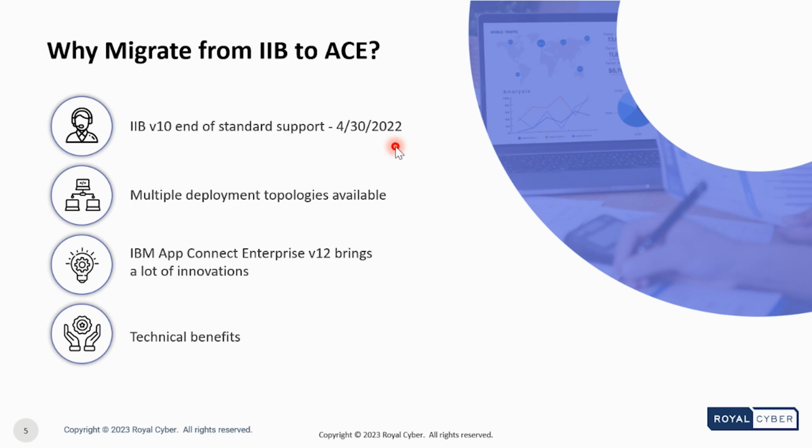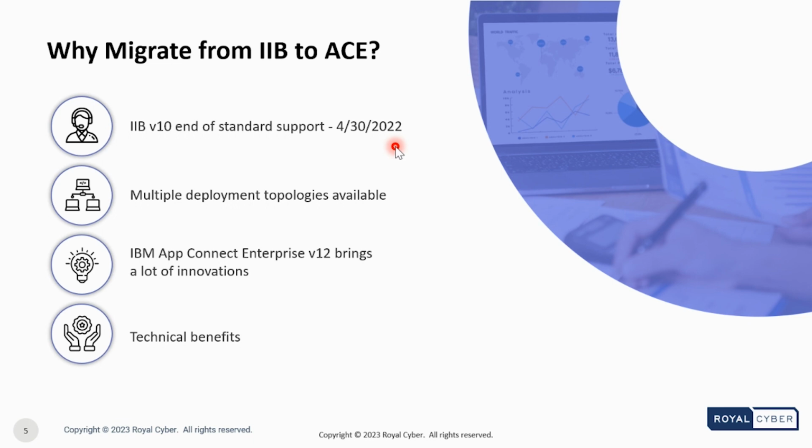However, you could still go ahead and purchase an extended support, if you haven't planned migration to App Connect yet. I think that's available for close to 3 years or so, and then there's no more support available. So if you haven't planned your move, this is the right time you should start planning about it, right?